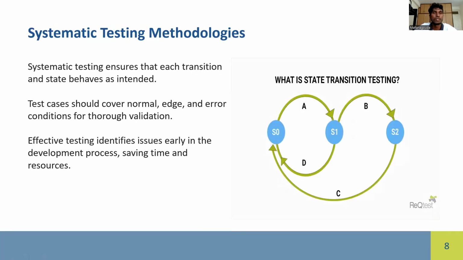Systematic testing methodologies. Systematic testing ensures that each transition and state behaves as intended. Test cases should cover normal, edge, and error conditions for thorough validation. Effective testing identifies issues early in the development process, saving time and resources. This is state transition testing done in a systematic way.